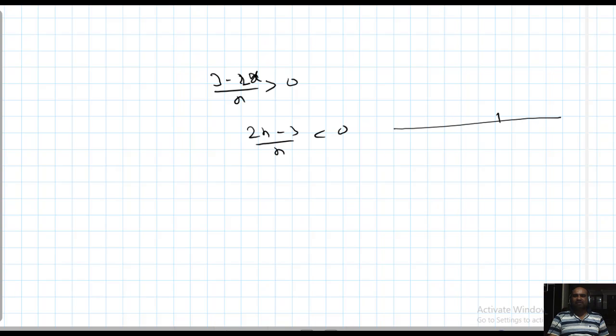Now the number line: here 0, 3 by 2. 3 by 2 means 1 point something. So plus, minus, plus, negative symbols I want. So x belongs to open 0 to open 3 by 2. This is the first part of the domain.